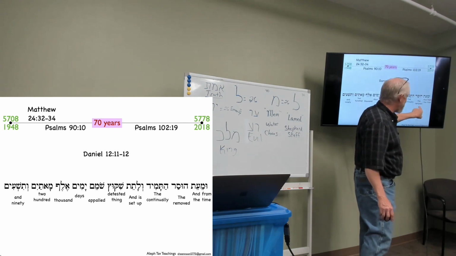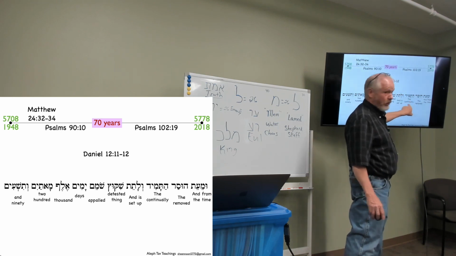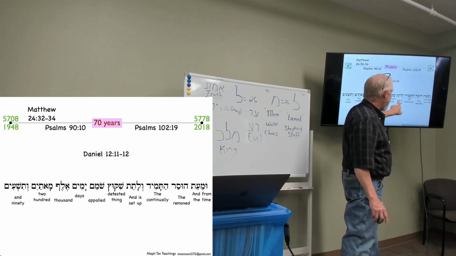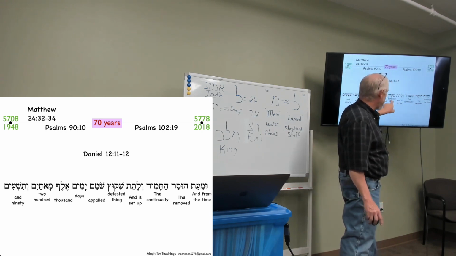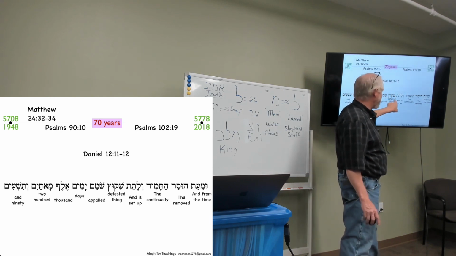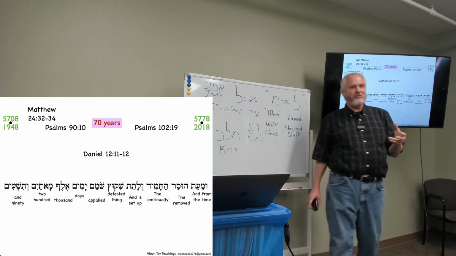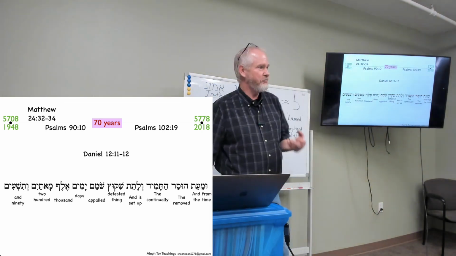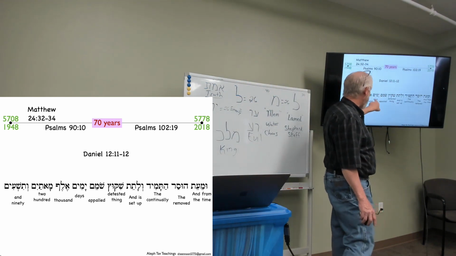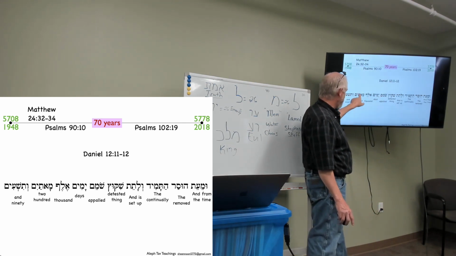So it says the removed. So from the time the removed, the continual. This is that continual offering. So man, he's holding it up. And is set up. This is the abomination that causes desolation. It actually says detested thing, appalled. So it should be the detestable thing that should appall you, is probably one of the hardest hitting translations to this. Yom, days, so the days that it gets done, days, 1,290.